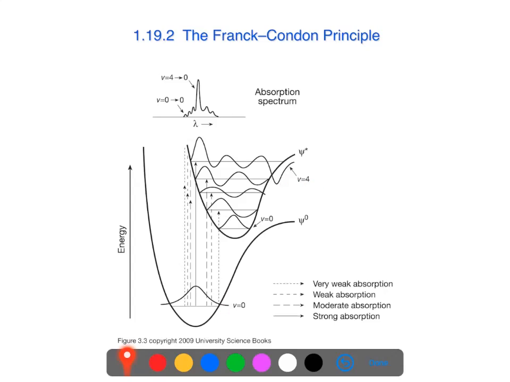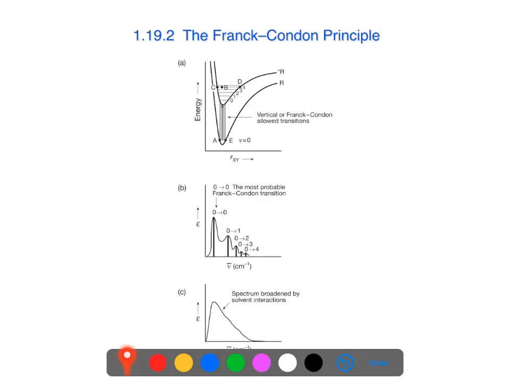And that's shown in the absorption spectrum above, where the highest intensity is going to be the transition between vibrational wave functions that have the greatest overlap. And so our V equals 0 to 4 transition is the most intense transition within this absorption spectrum.